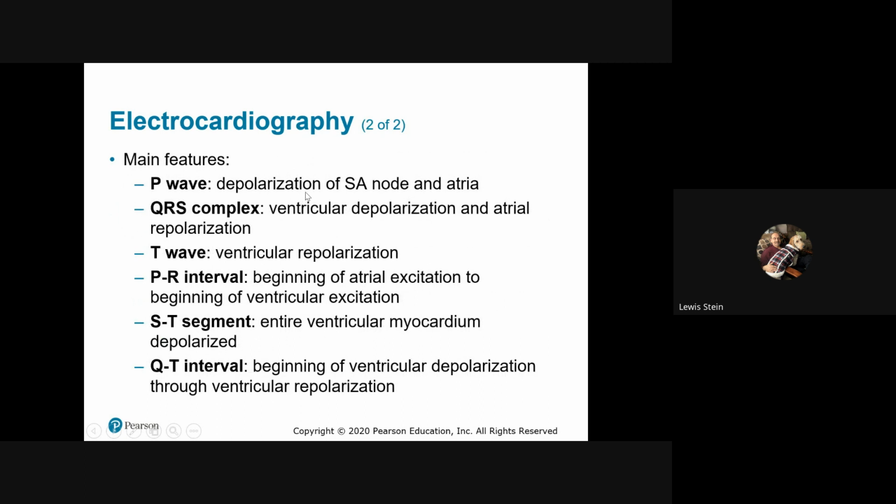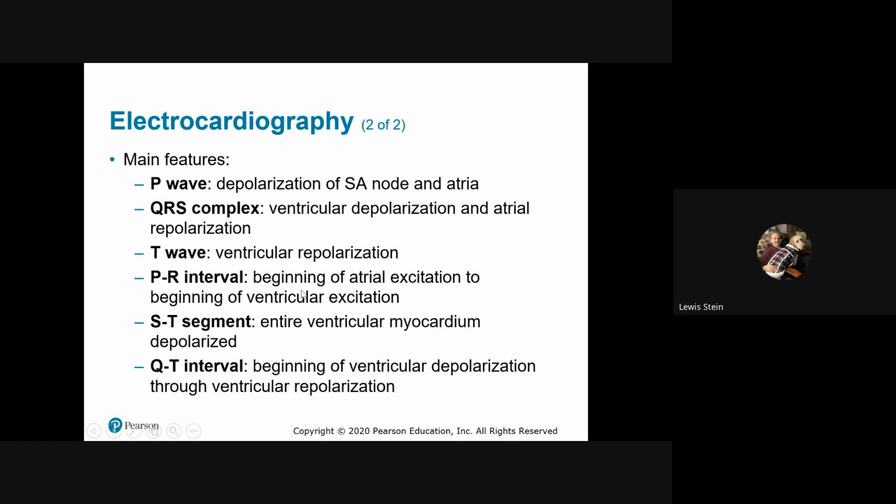P wave, again, these are electrical. Depolarization of the SA node in the atria. QRS, ventricular depolarization. It obscures the atrial repolarization. You can't see that because this is so large. The T wave, ventricular repolarization. The atria is no longer in the game right now until the next go round.